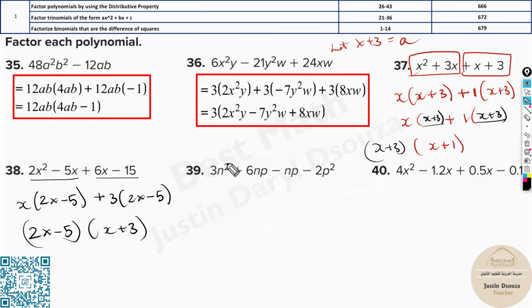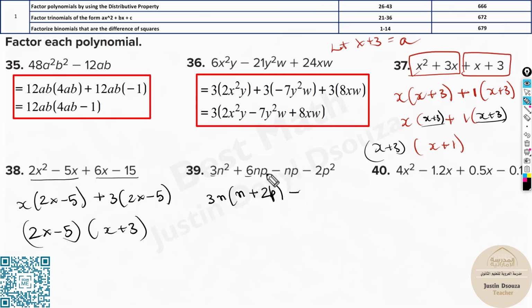Let's do it again. Here I can see 3 and 6, so I'll remove 3 outside. N I'll remove it outside, so I'm remaining with n only plus 2p. Why? Because over here 3 is gone, so 2p. Now here I will remove minus because I want it in positive. Remember, this term must match here. Whatever you're removing doesn't matter, but whatever remains must be the same thing.